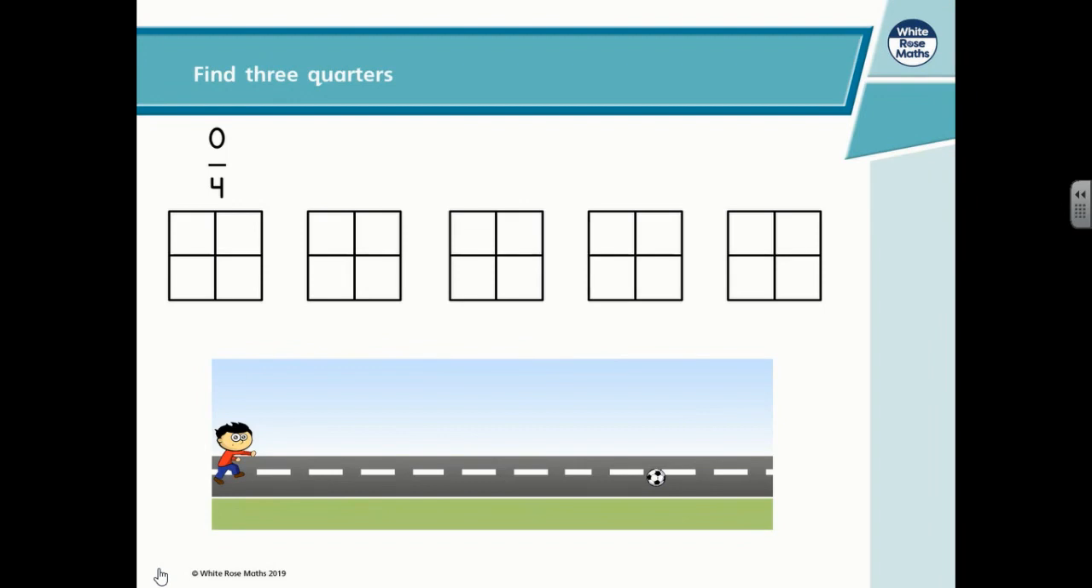Let's have a look when Jack goes and gets his ball. Off he goes. 1 quarter, 2 quarters. He's got it at 3 quarters, and he's kicked it. Good kick, Jack. It was 3 quarters of the way along.